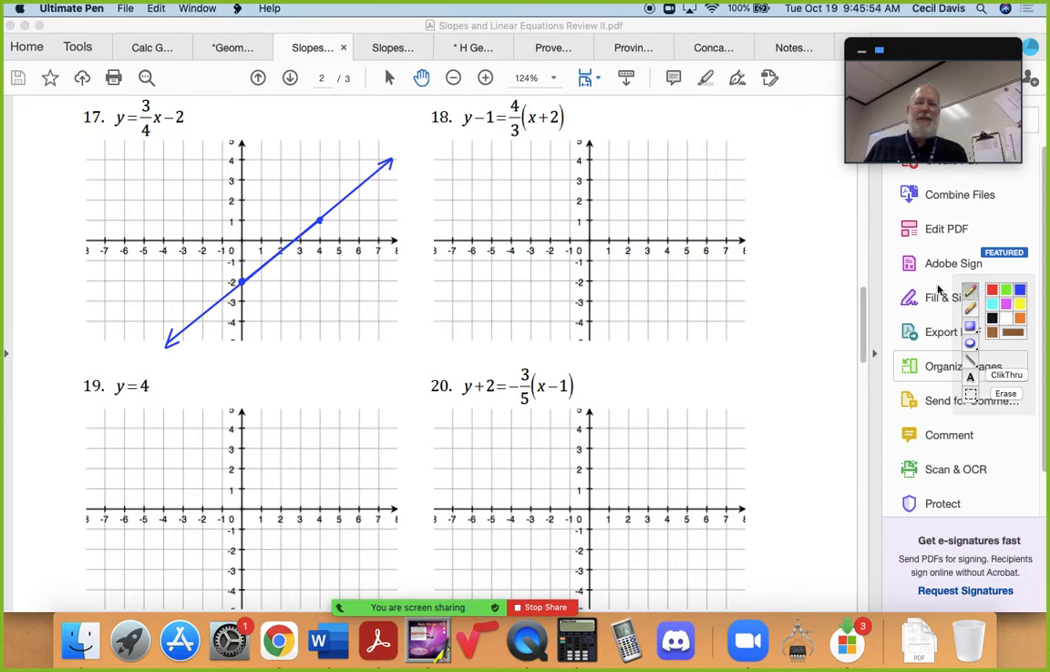For number 18, we're going to go through the point -2, 1, with a slope of 4/3. Or we could have gone the other way. And it'll look something like this. Number 19, y equals 4 is just a horizontal line going through the y-axis at 4.